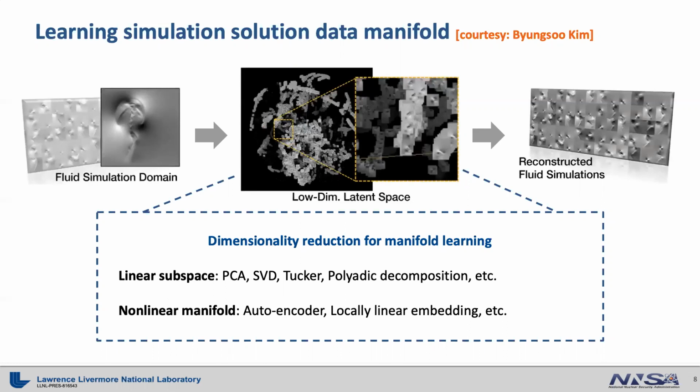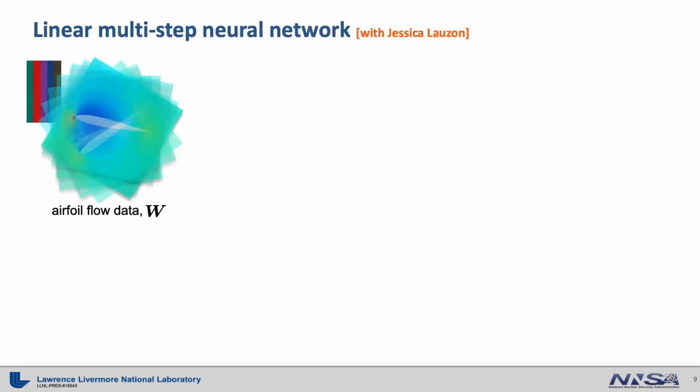For the compression, there are many dimensionality reduction techniques. In general, they can be divided into two categories in terms of the reduction type. One is the linear subspace representation, and the other one is nonlinear manifold representation. Okay, the first black box approach I would like to introduce is the linear multi-step neural network. This work is done with Jessica Lajon from Stanford.